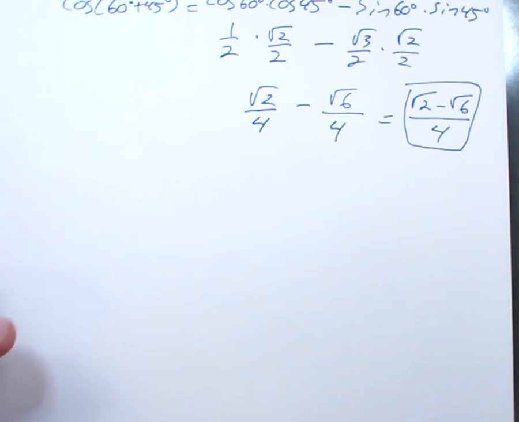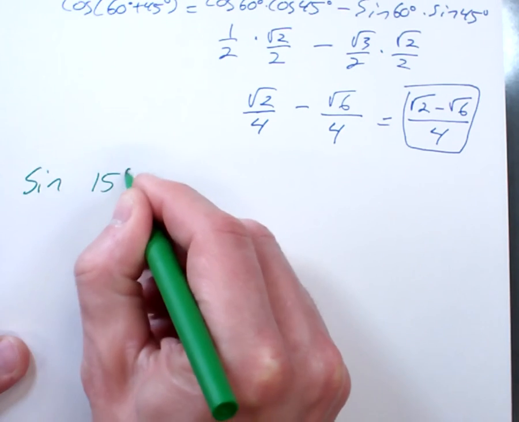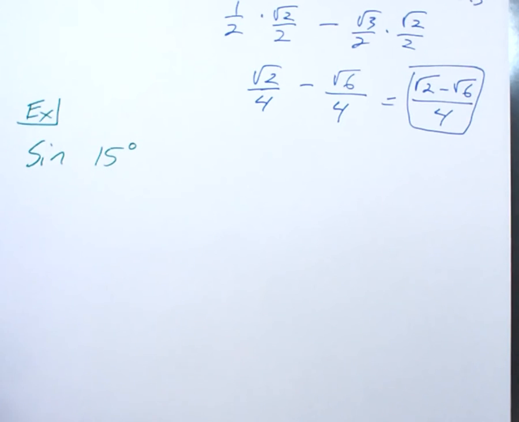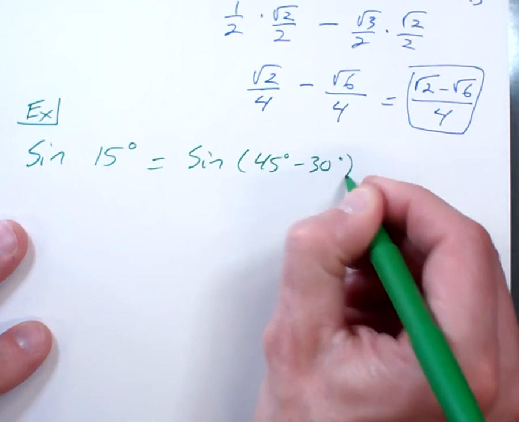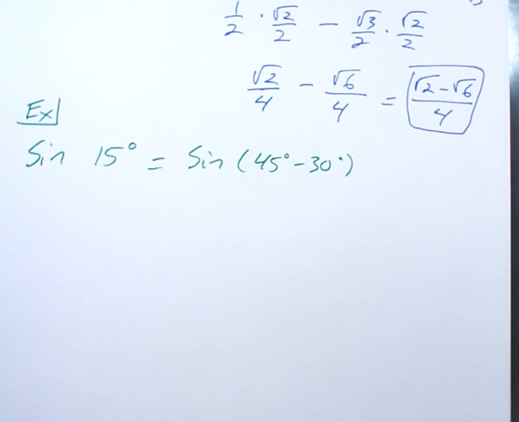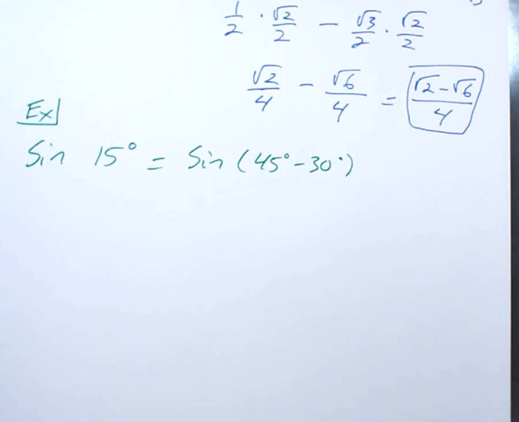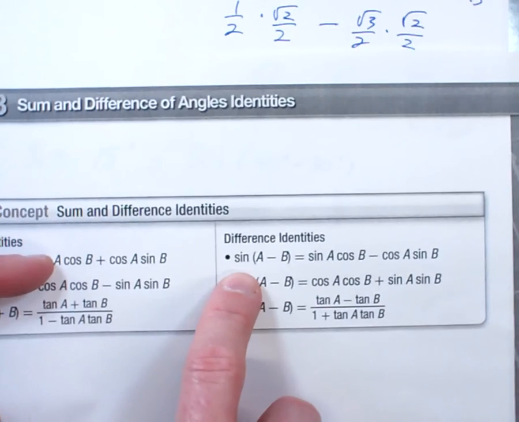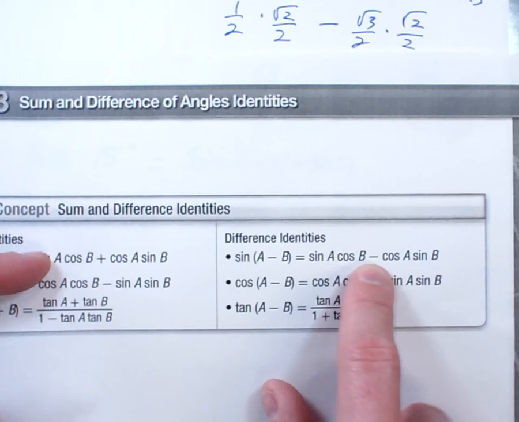How about the sine of 15 degrees? That was the other one I had up there before. How can I get 15 degrees based on two angles on the unit circle? 45 minus 30. So we can think of this as sine of 45 minus 30. Well, sine of 45 minus 30, that's a subtraction one now, and it's for the sine function. So I look at subtraction for the sine function. Well, subtraction for the sine function is right here. Sine of A minus B is sine of A times cosine B minus cosine A times sine B.